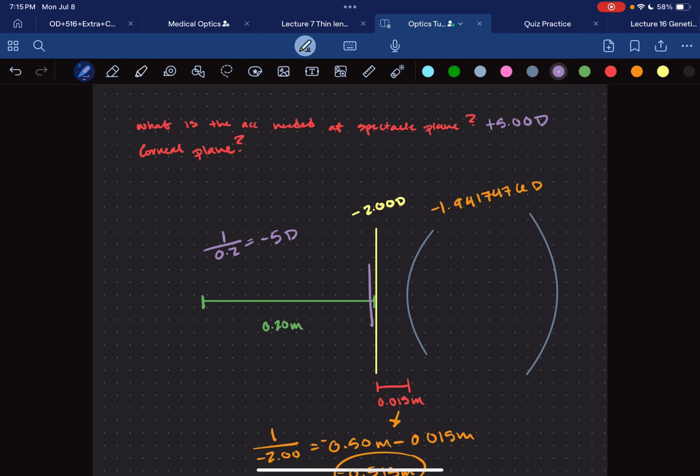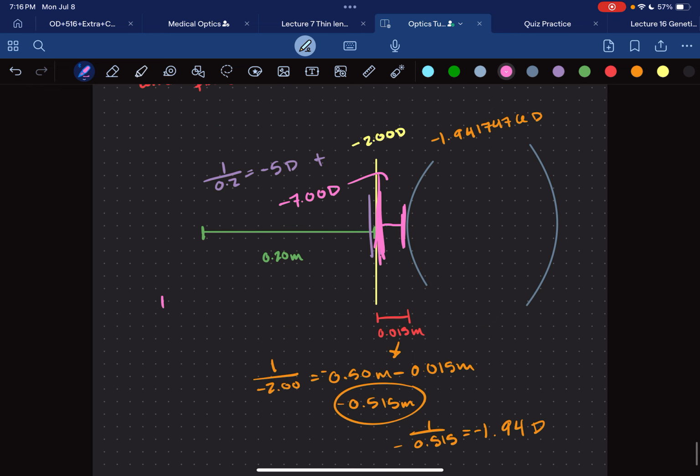Then we need to find it at the cornea. So we're going to find the divergence right after the lens, so after it's refracted by that -2. That -5 we're going to add to a -2, and that will become -7 diopters. That's right here. It will then travel this distance, and we'll need to find the divergence again right here. To figure that out, we do 1 divided by -7. That gives us 0.142857.